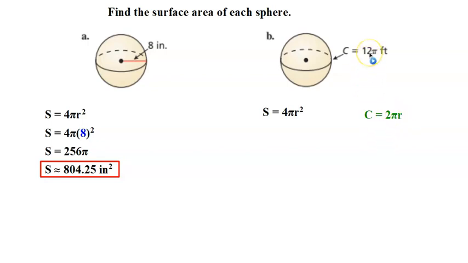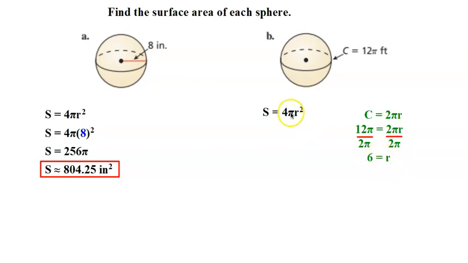Plug in what I know. I know circumference is 12 pi. So I have 12 pi equals 2 pi r. We want to get rid of that 2 pi, so we divide both sides by 2 pi. And 12 pi divided by 2 pi is 6. And so r equals 6.